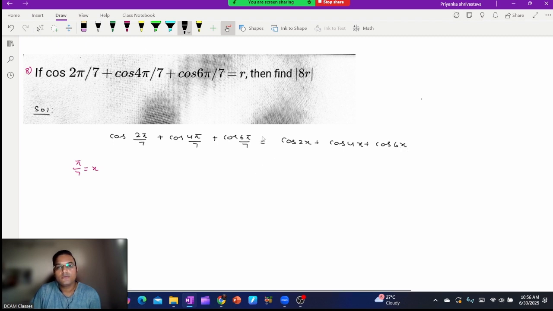So what you do, you just multiply and divide with sin x, 2 sin x. So it will become 2 sin x cos 2x plus 2 sin x cos 4x plus 2 sin x cos 6x. Now see, this will be what?